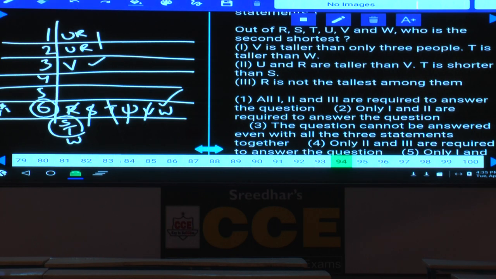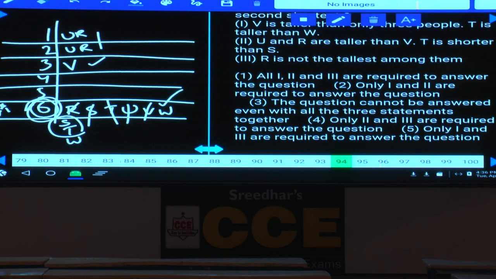Done with this? Are you getting the answer or not? Now, though we are not focused on the arrangement, we have focused only on the person who can be at the last place. Are you getting the answer or not? Though the order is not specified, we are able to finalize the person who is the shortest. Hence, in order to get this answer, which statement is required? Only 1 and 2 is sufficient. As 1 and 2 is sufficient, choice 2. And 94, choice 2 is the answer.